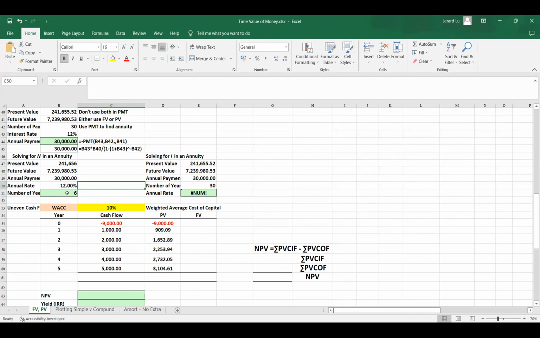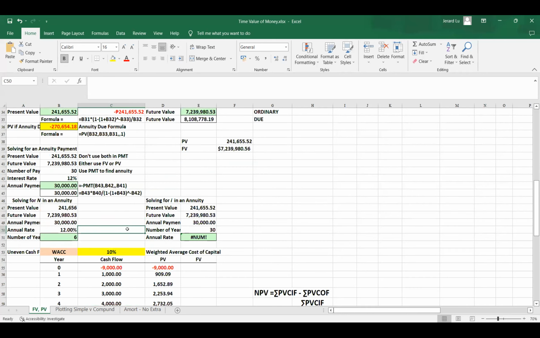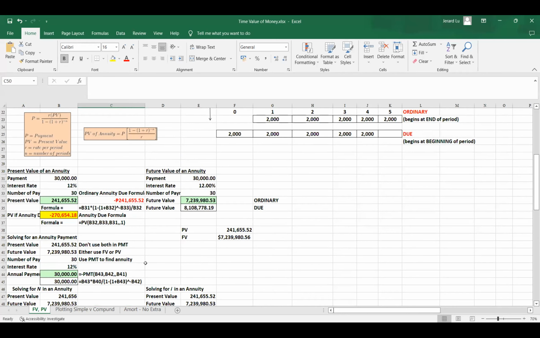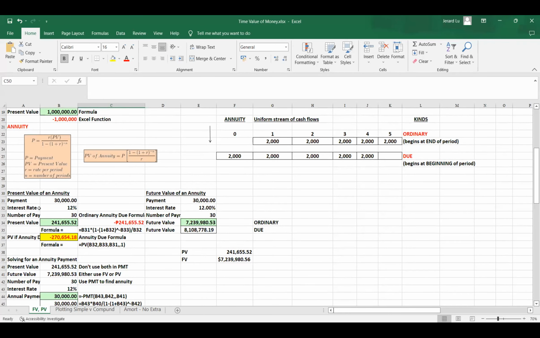Gerard, what should be our answer? 30. Yeah, correct. That should be 30, because we have already solved this, right? Gerard, could you go up, please? Okay, there in row 31, the annuity is 30,000, and the number of years, the NPER, is 30, and the equivalent present value is 241,655.